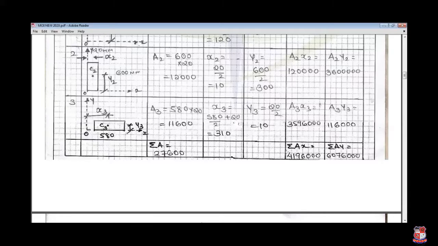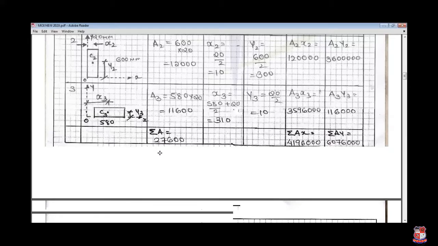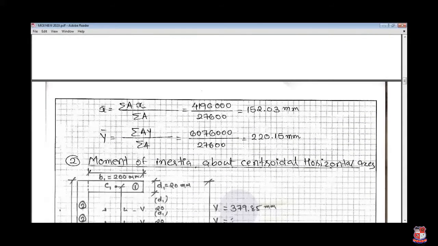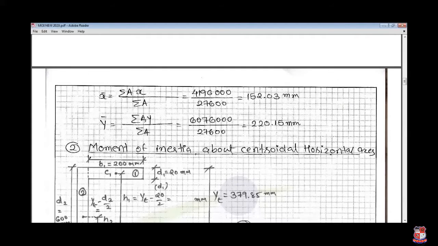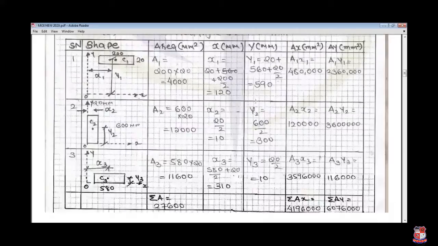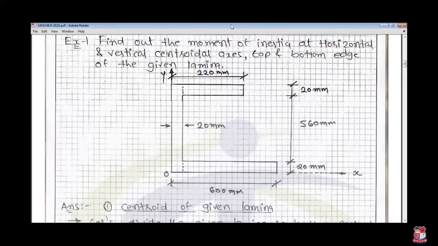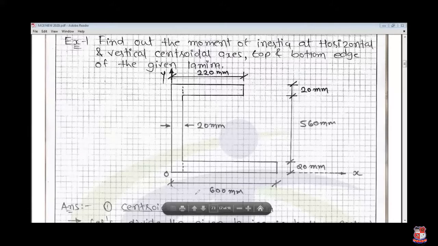So you can easily calculate sigma ax, sigma ay, and sigma a. Now x bar is equal to sigma ax upon sigma a, so you are getting 150.02 mm, and here y bar is equal to 220 mm. So here you have only located x bar and y bar. Now you have to find out the moment of inertia of the same object about three axes.